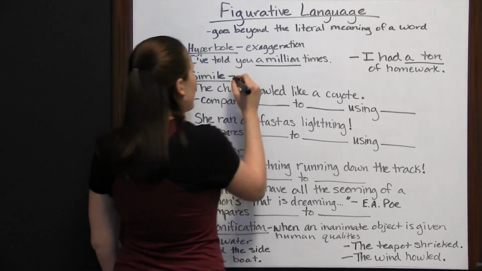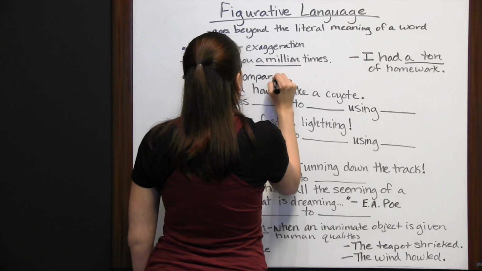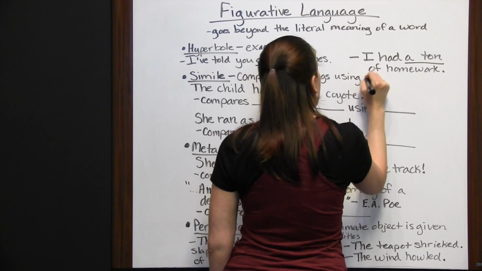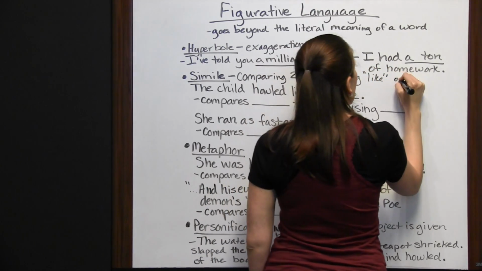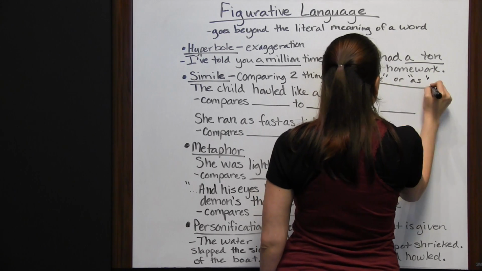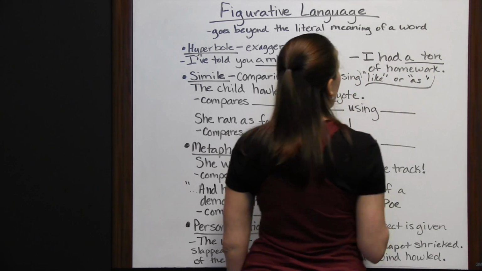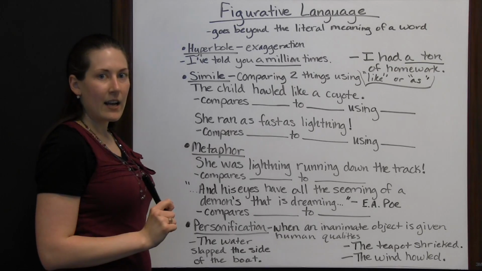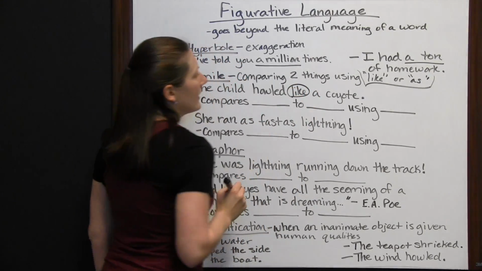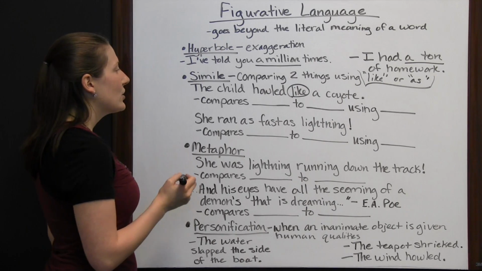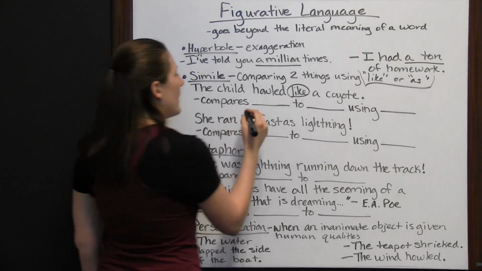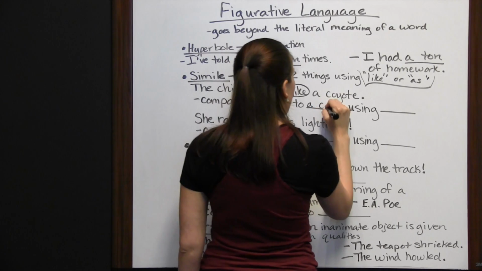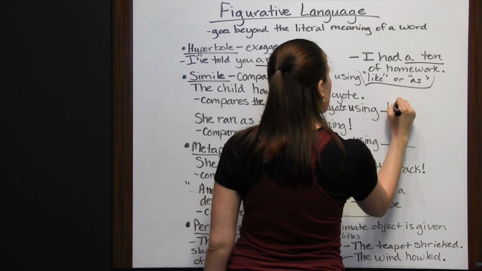Next, we've got simile, which is comparing two things using like or as. And this is very important. You have to use those words like or as, or it's not going to be a simile anymore. So, the child howled like a coyote. We see our word like. You're comparing two things in this sentence. The child howled like a coyote compares the child to a coyote using the word like.